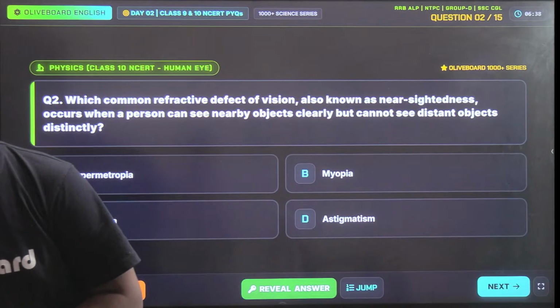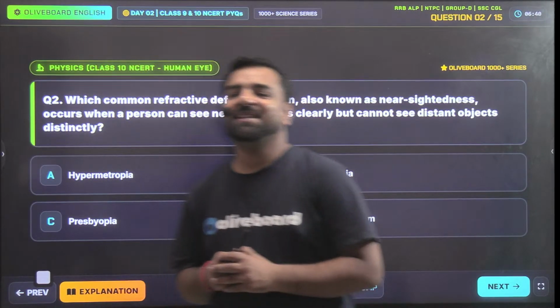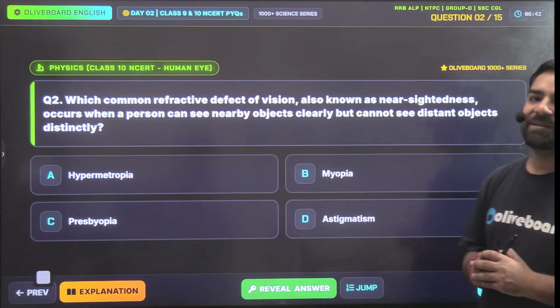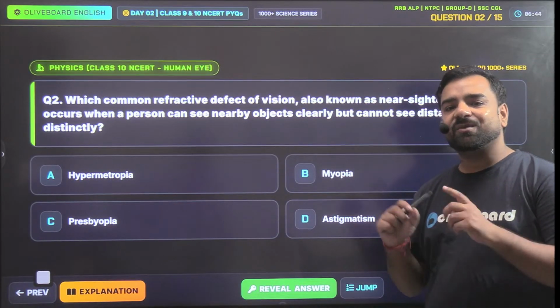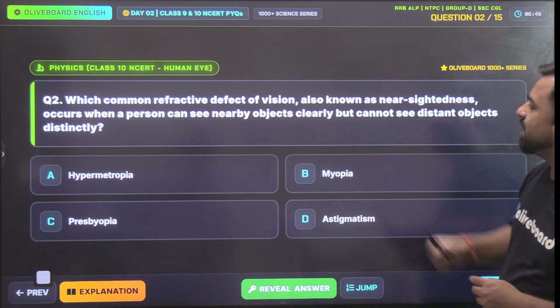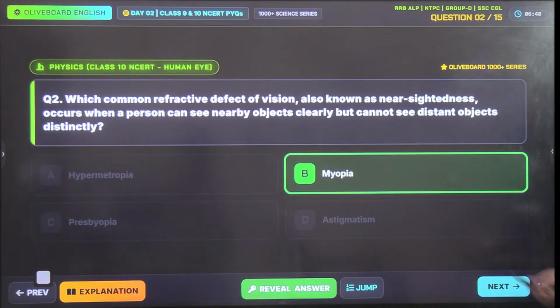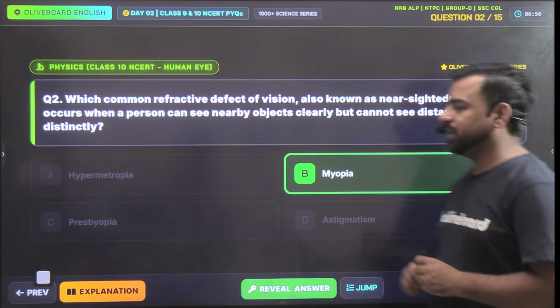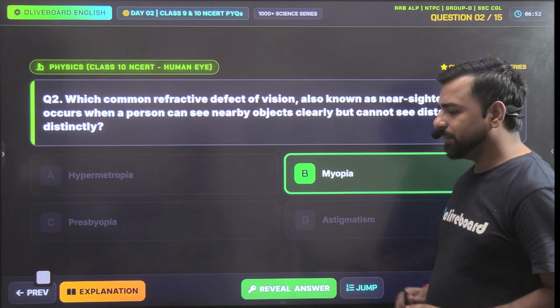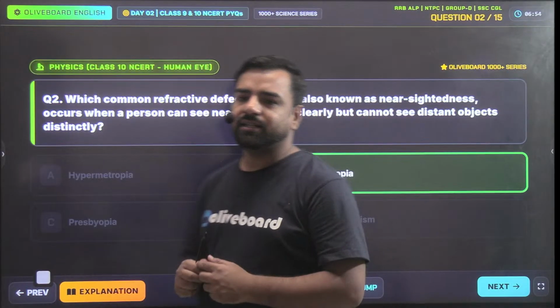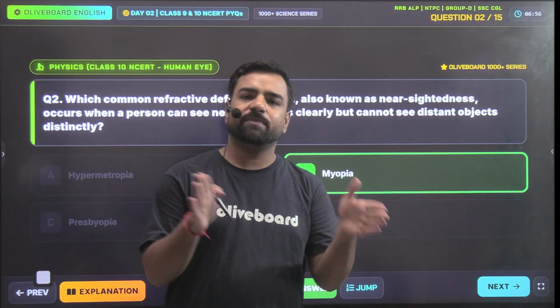Ankita, you're going with A again. This time the answer is actually myopia. It's nearsightedness, where we are unable to see the faraway objects clearly. So myopia will be the answer, right? Okay, it's good that you're trying to answer. Here I'll try to explain each and everything.